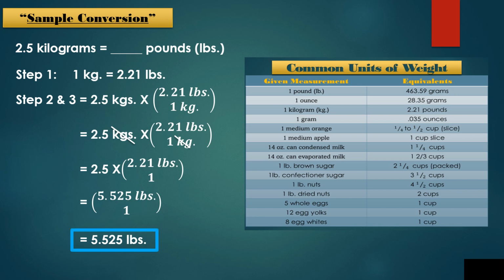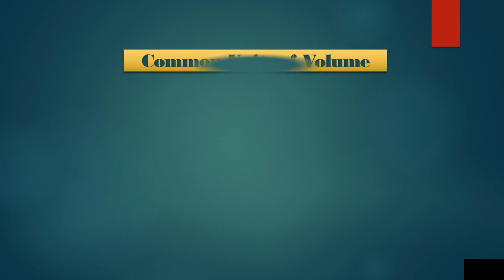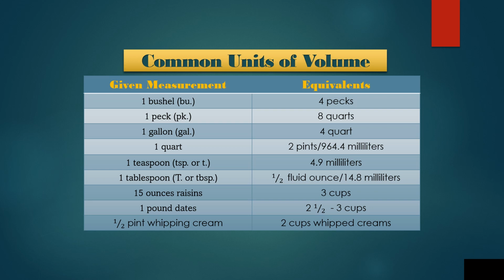I want you also to memorize this table para hindi tayo mahirapan kapag nag-convert tayo ng ating measurement. Okay, next tayo. Proceed tayo sa common units of volume. Nandyan yung ating given measurement and then yung ating equivalents. Una dyan is 1 bushel or BU is equivalent to 4 pecks. And then 1 peck or PK is equivalent to 8 quarts.